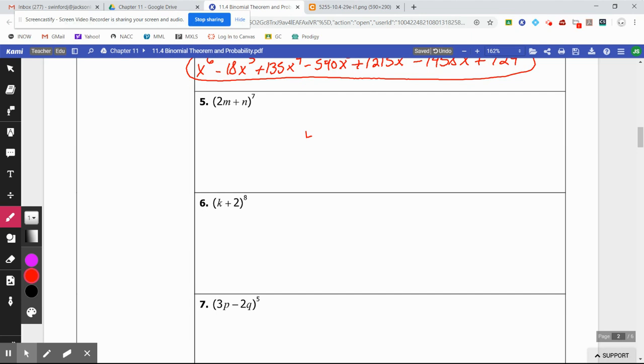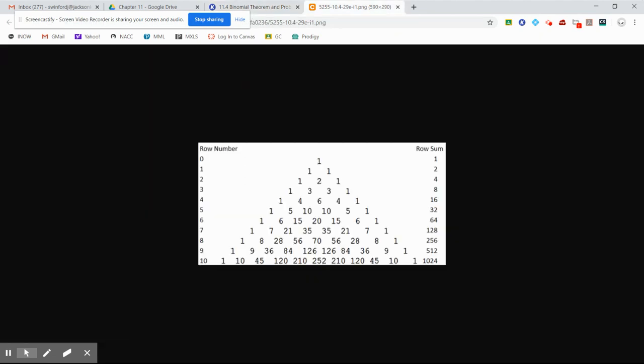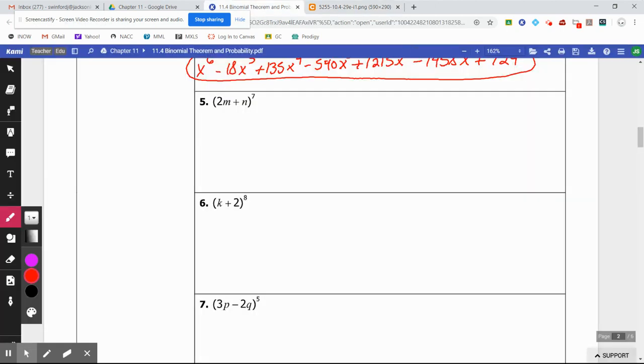Number 5, erase that. We're raising this stuff to the 7th power. So we need the 7th row. Again, reminder that the first row is a 0 row. So we need the 7th row, which is this row here. 1, 7, 21, 35, and then the same numbers backwards. 1, 7, 21, 35. So let's write those numbers out. A +1, a +7, a +21, a +35, and then the same numbers, 21, 35 first.